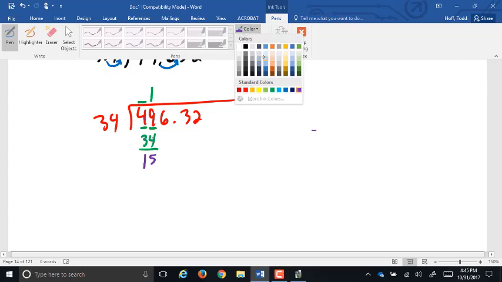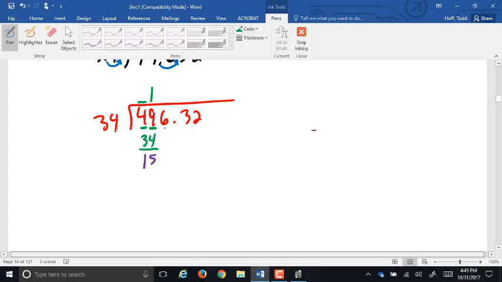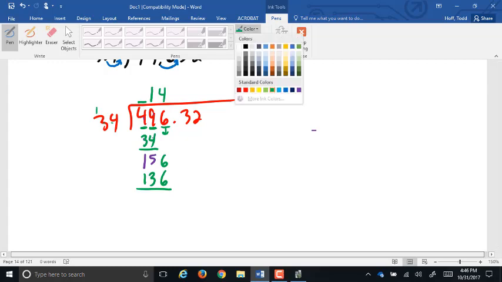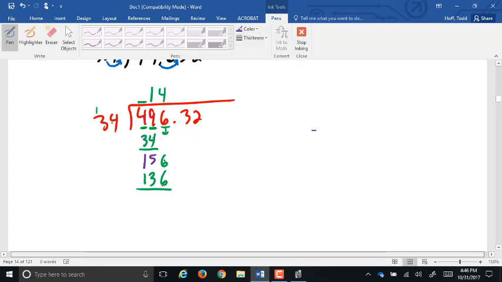What's next? Bring down the 6. Does 34 go into 156? Yes, it's not going to go 5, so we'll have to go 4. 4 times 4 is 16, so that's 6 carry the 1. 4 times 3 is 12, plus 1 is 13, so it's 136. So we subtract. 6 minus 6 is 0, 5 minus 3 is 2, 1 minus 1 is 0. So it is 20 left.